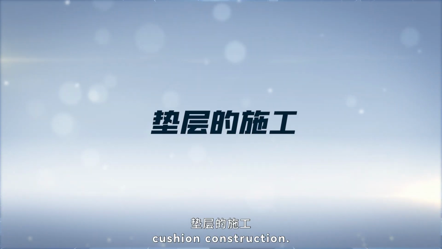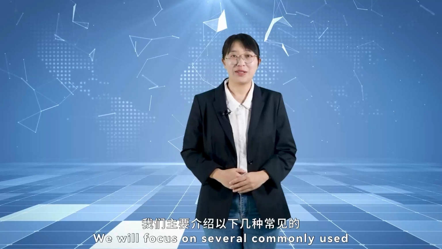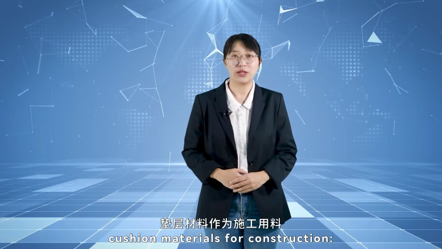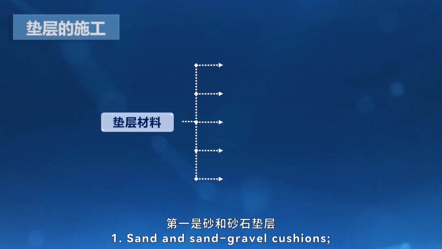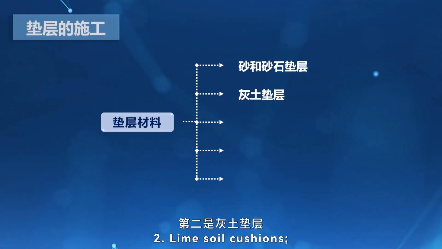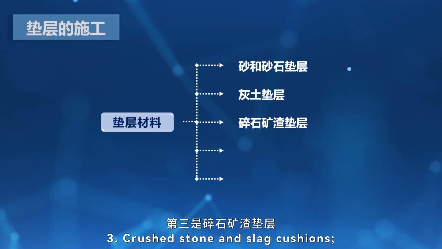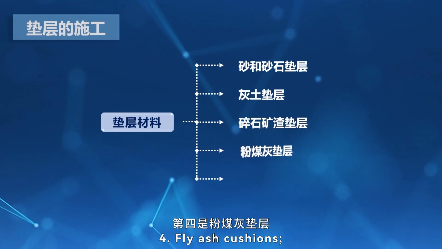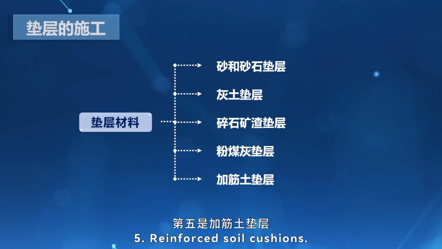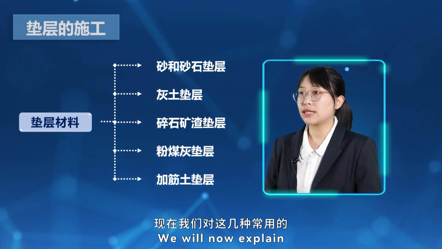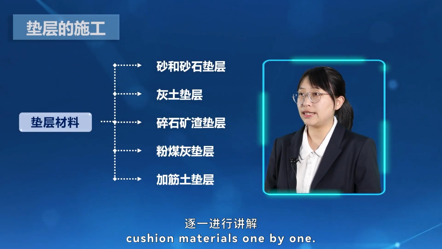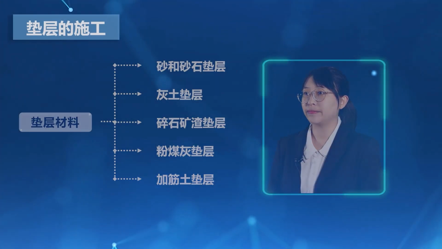Cushion construction. We will focus on several commonly used cushion materials for construction. 1. Sand and sand gravel cushions. 2. Lime soil cushions. 3. Crushed stone and slag cushions. 4. Fly ash cushions. 5. Reinforced soil cushions. We will now explain the construction of these commonly used cushion materials one by one.